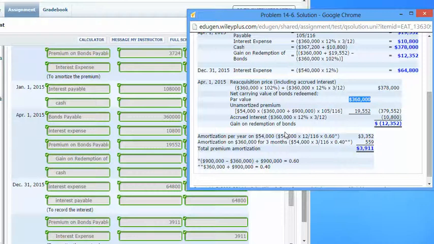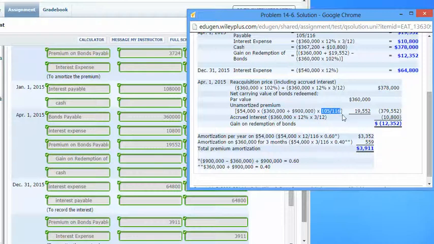The unamortized premium, now you notice this 116. Well, we already talked about 116. This is the interest associated with the time period or the months where the bond was live. Okay? Now, we got the $54,000, which is the original premium, times the 360 divided by $900,000.